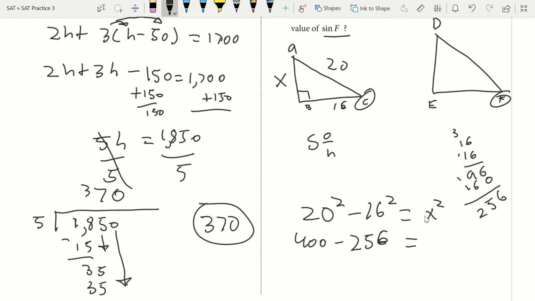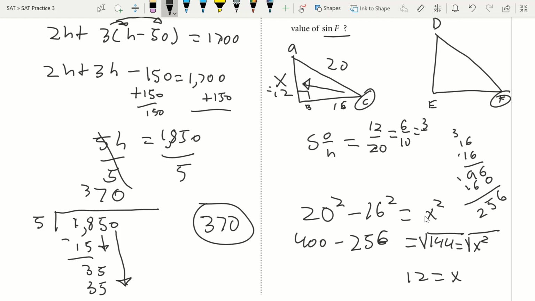So now we get 400 minus 256. That'll give us 144. And that's equal to x squared. Square root x squared to get x. Square root of 144 is 12. We get x equals 12. We can go and plug that in for x. Okay, now we need to find our sine of f. Sine is opposite over hypotenuse. Our opposite is 12. Our hypotenuse is 20. 12 over 20, which simplifies down. You can go ahead and simplify it to 6 over 10 and then to 3 over 5. So our answer is going to be 3 over 5.